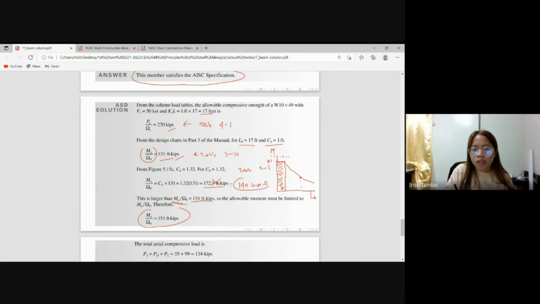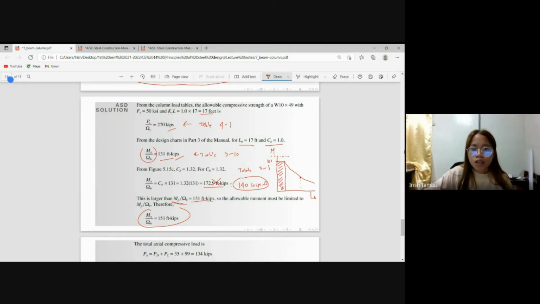So this will prevail. This is what we will use in the interaction formula. But since it exceeds the plastic moment, it can no longer be used. The plastic moment should be the one we will be using in the interaction formula. Then yes, we're done with finding this term and this term from the tables.